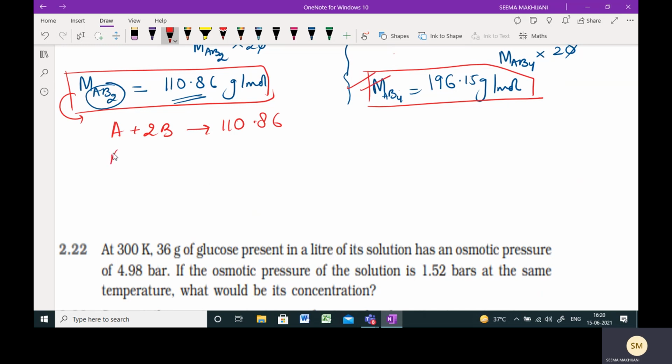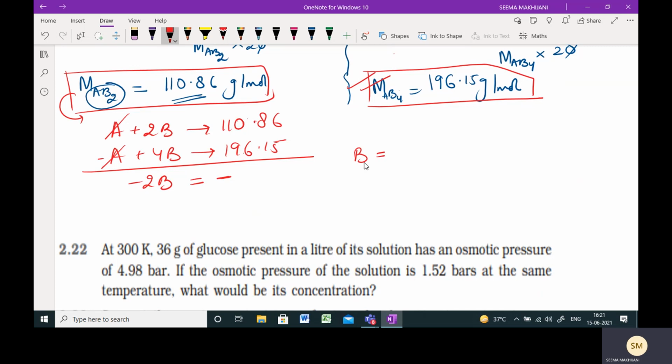Similarly, from this can I say A plus 4 times B is equal to 196.15. Now subtract the two. On subtraction, your A gets cancelled. 2B minus 4B, so your minus 2B is equal to, subtracting this from this, what would you get this value to be? This would come out to be something like 186. Solve it up. You can get your value for this, which will again be a negative value if you subtract these two, and then you can get the value of B.